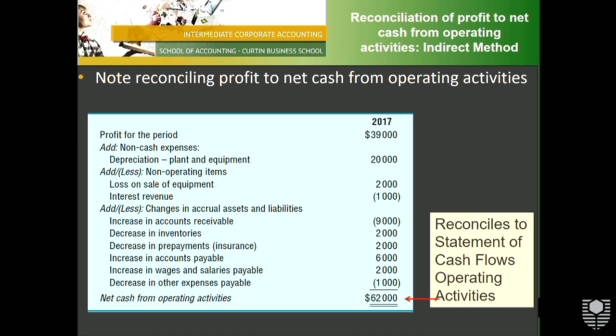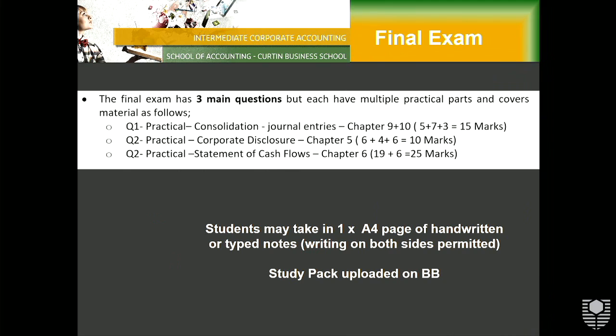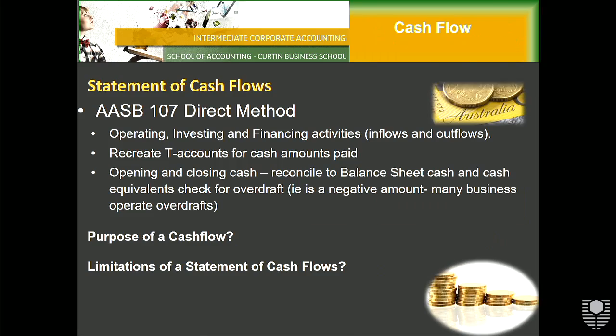So those are good for exams, so make sure you practice that. And if you go back to the actual questions, you can see your statement of cash flows, 19 and 6. It's pretty obvious what the mark allocation is: 19 for your statement of cash flow, 6 for the note. Pretty obvious, right? It doesn't require a rocket scientist to figure that one out.